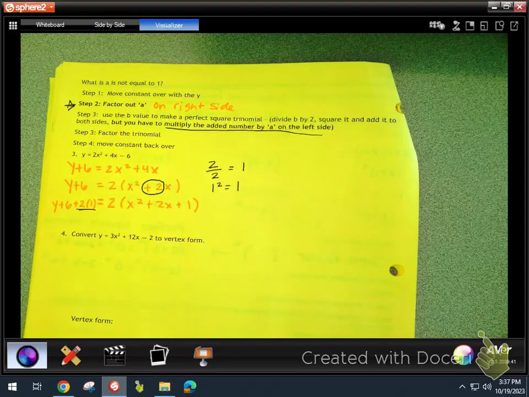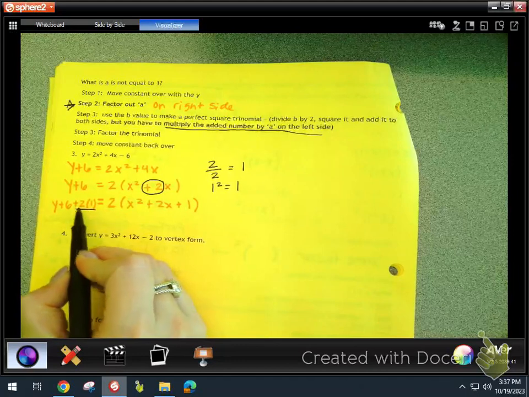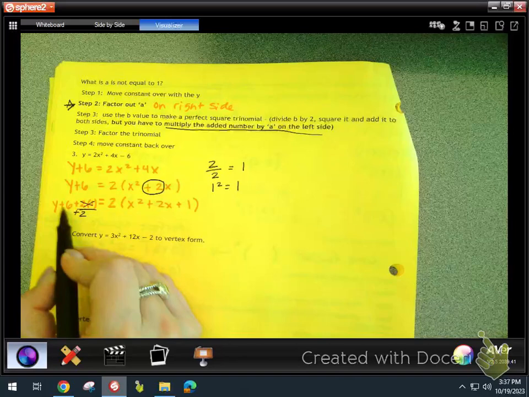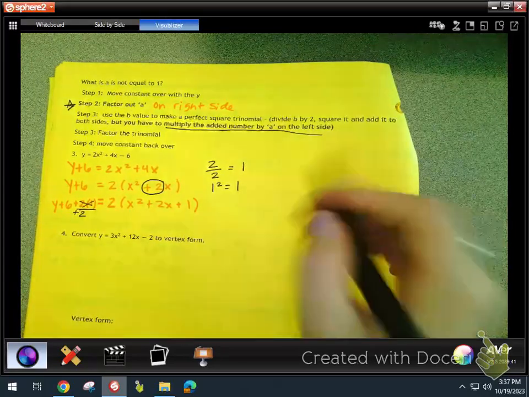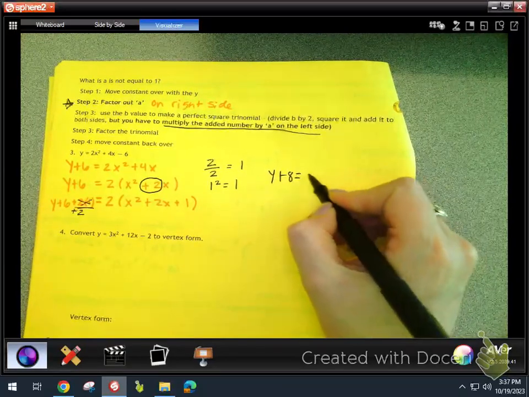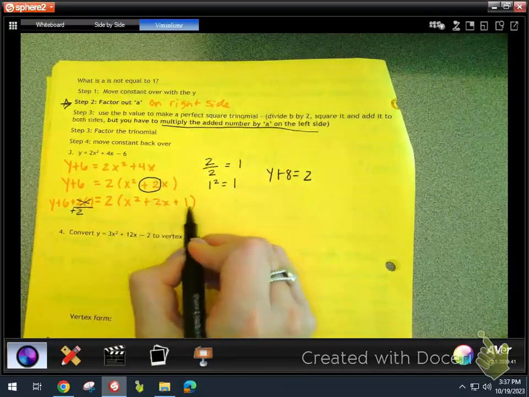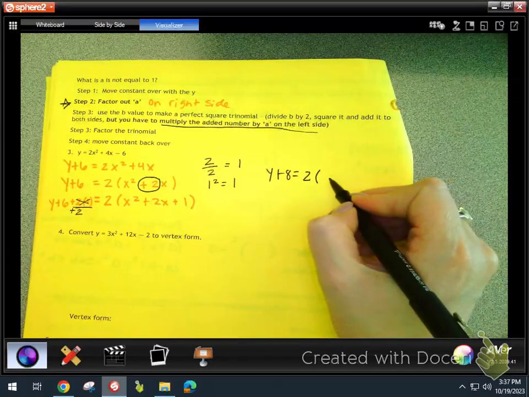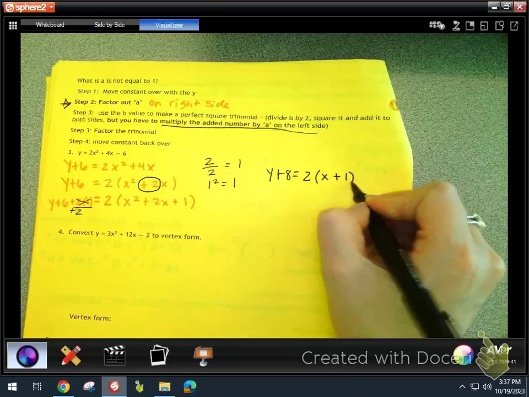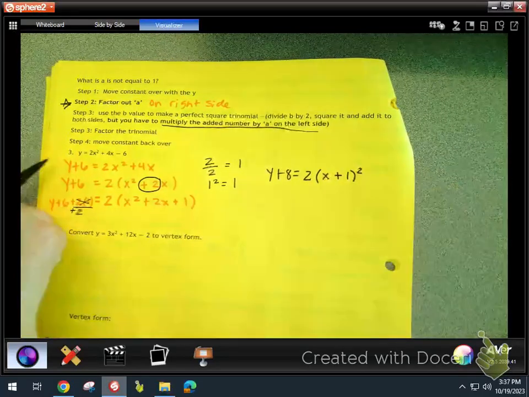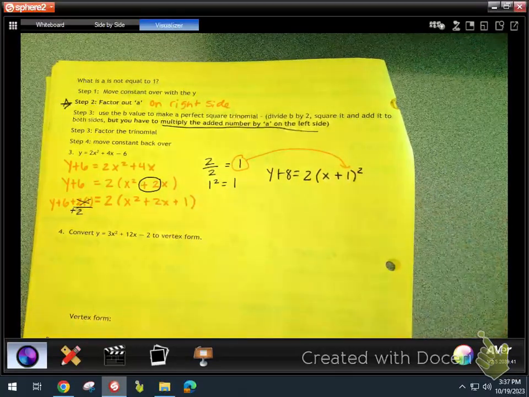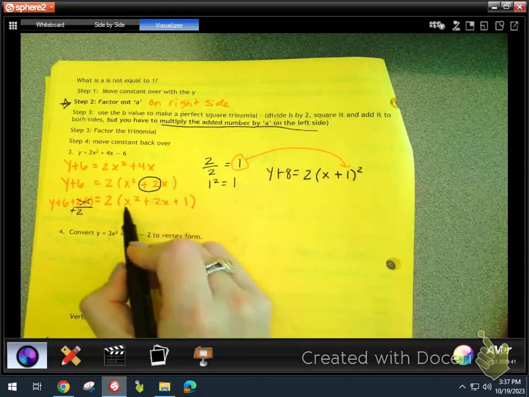So when it comes to cleaning this up, 2 times 1 is 2. So really I'm doing y plus 6 plus 2. What is 6 plus 2? 8. So I have y plus 8 is equal to 2 times, all right, x squared plus 2x plus 1. If I factor that, that becomes x plus 1 quantity squared. Again, it's still this guy. Wait, where did we get x squared from? The perfect square trinomial.